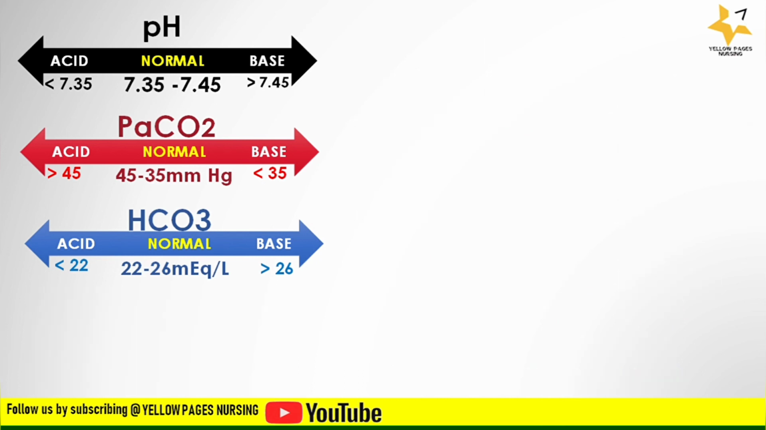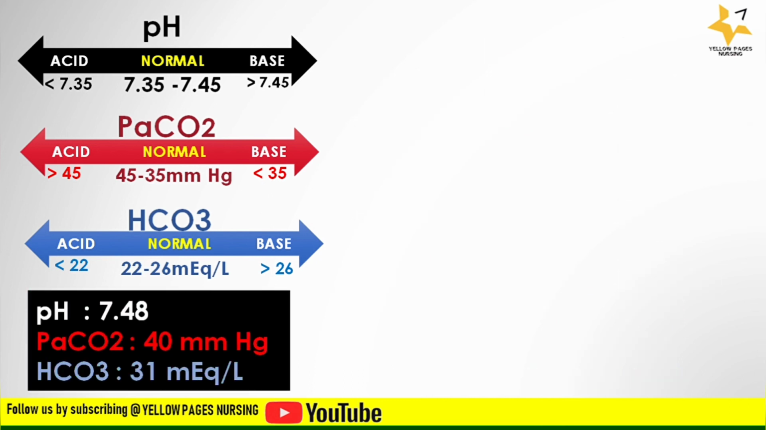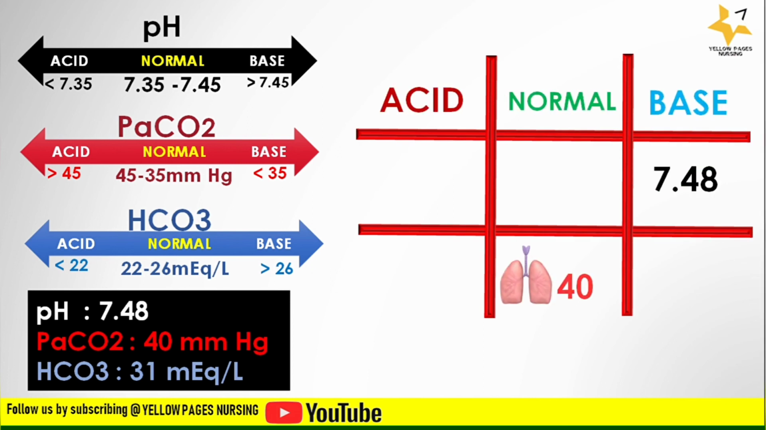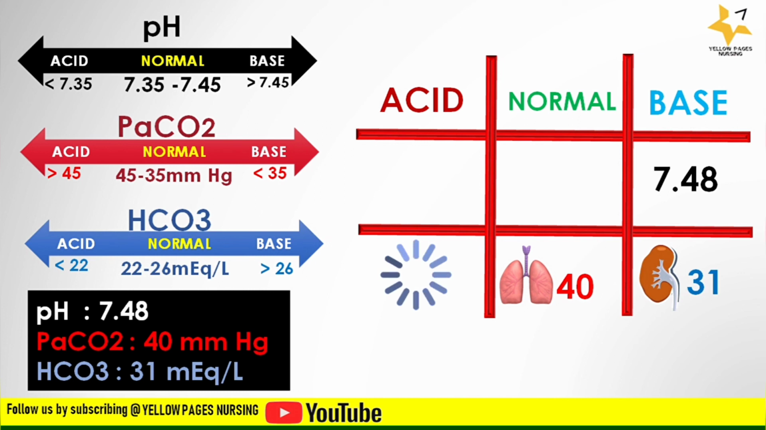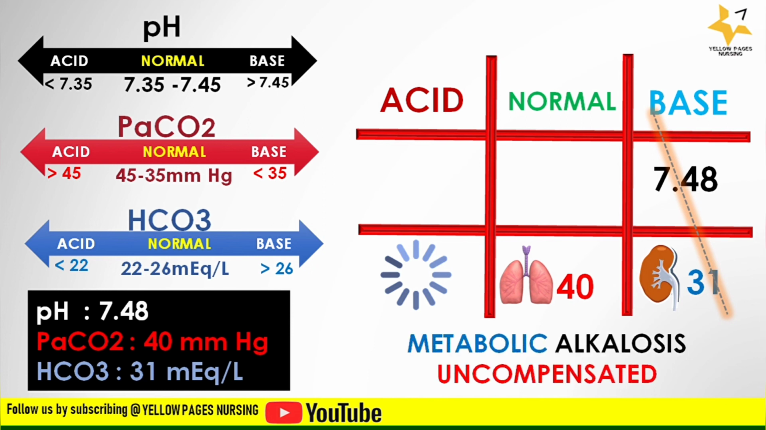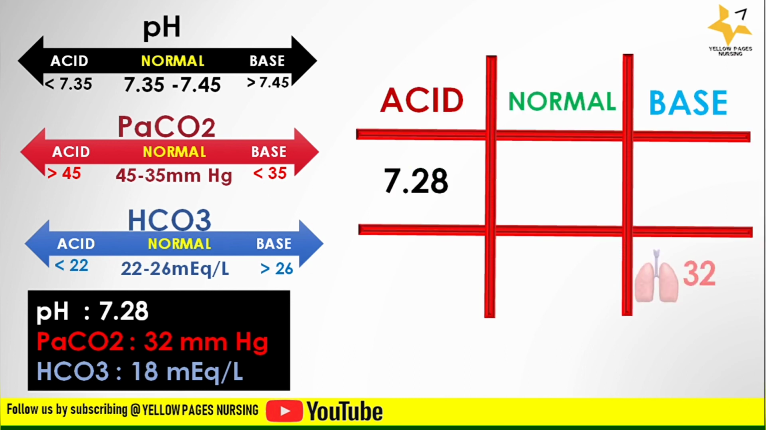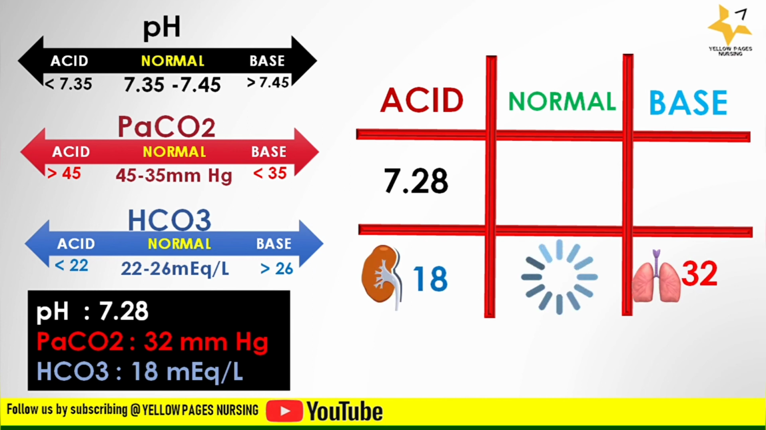Let's get into the other example. pH is 7.48, PaCO2 is 40 mmHg, bicarbonate is 31 milliequivalent per liter. And we get the answer. Metabolic alkalosis uncompensated. Next example is pH is 7.28, PaCO2 is 32 mmHg, bicarbonate is 18 milliequivalent per liter. And the answer will be metabolic acidosis partially compensated.